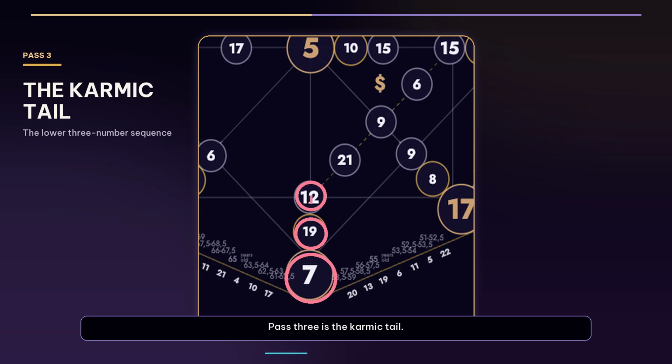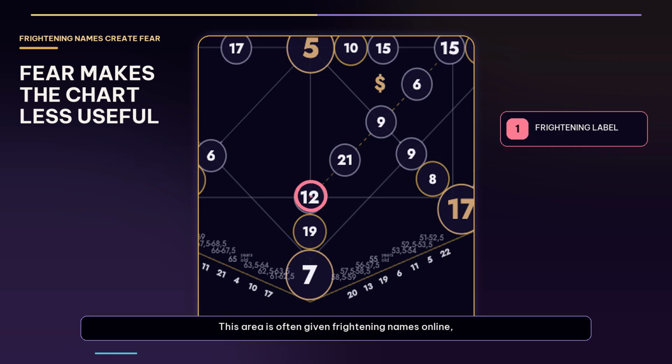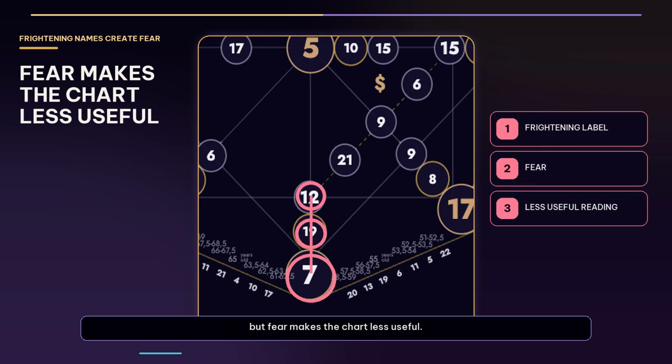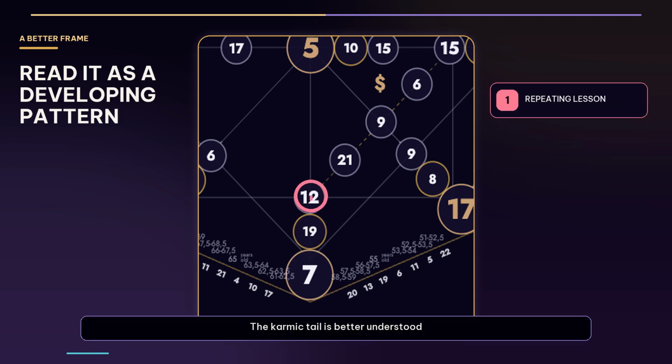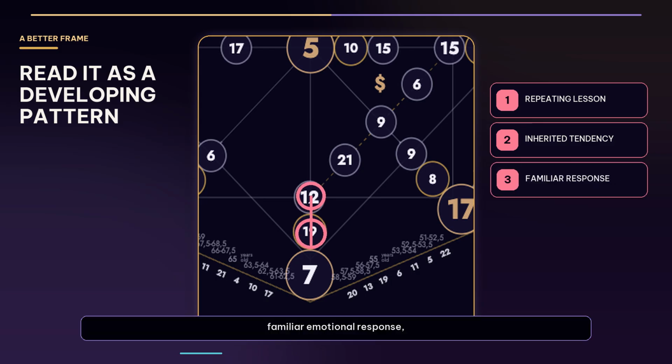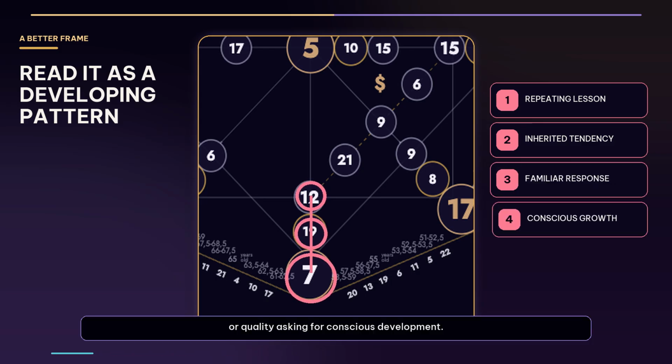Pass 3 is the karmic tail, the 3-number sequence near the bottom of the chart. This area is often given frightening names online, but fear makes the chart less useful. The karmic tail is better understood as a repeating lesson, inherited tendency, familiar emotional response, or quality asking for conscious development.